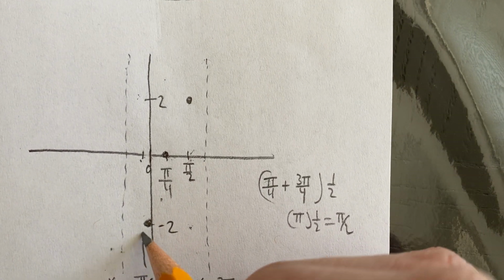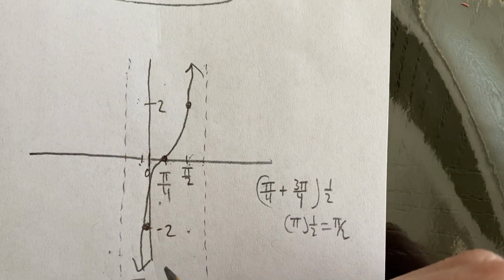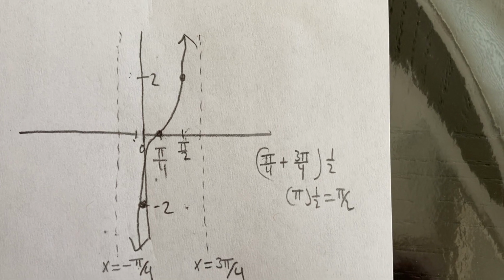Okay, so your graph's going to look almost like your tangent function. The reason it looks like your tangent function is because there's a reflection across the x-axis.